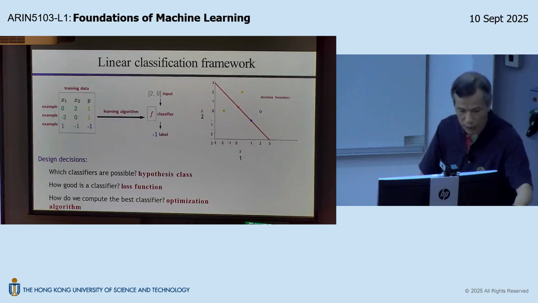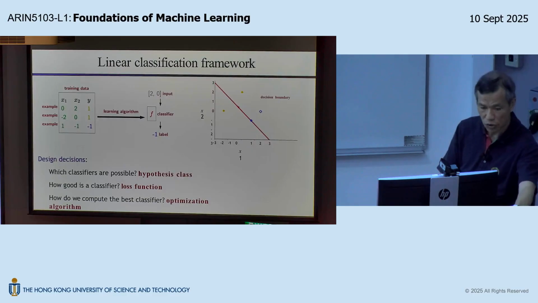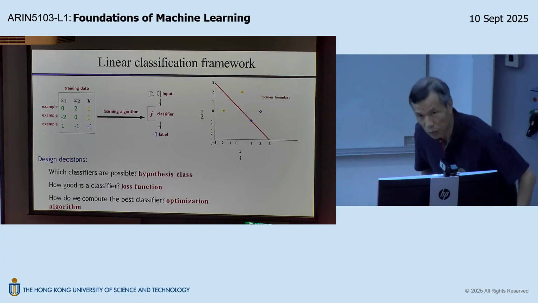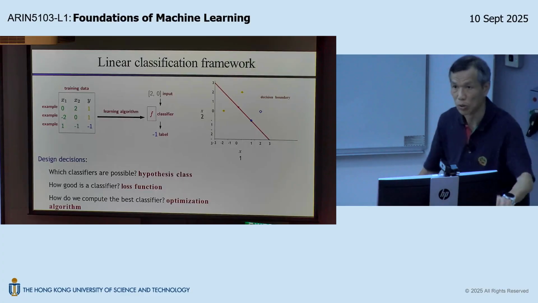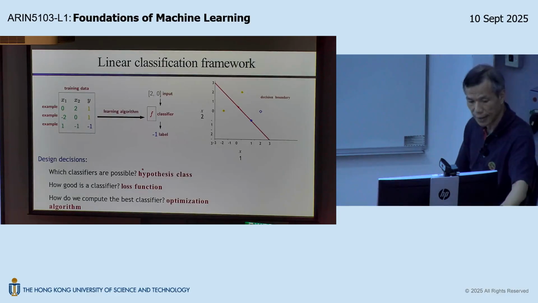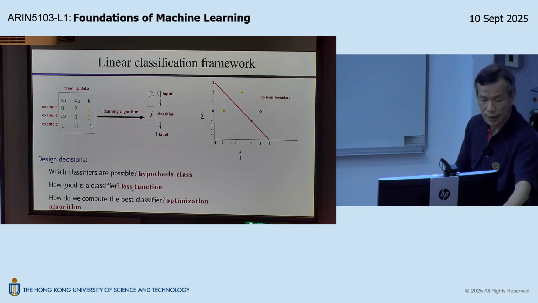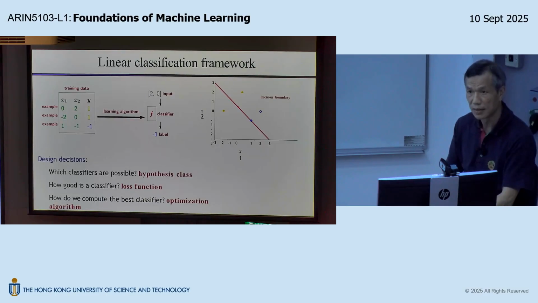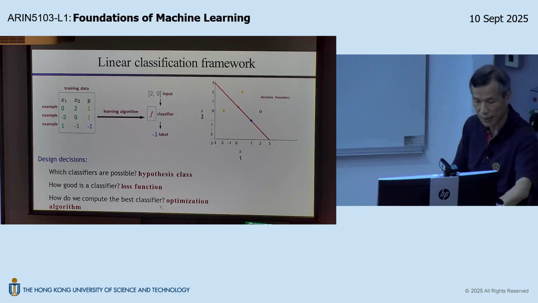So still we have to answer the 3 questions like before. First of all, what models are used? Here, as I said, we want to use linear models. This is the model class, or hypothesis class. The second question is, again, you have to tell me whether this model is good or bad, so you have to define a loss function. Thirdly, obviously I want to find a model which minimizes the loss, so again I have to use an optimization algorithm.